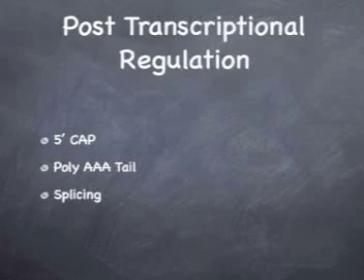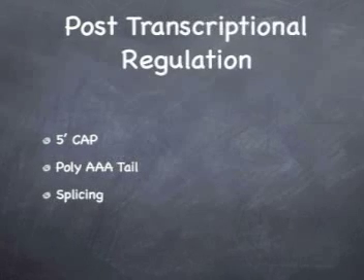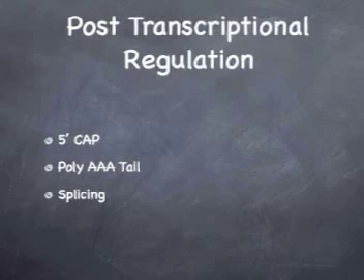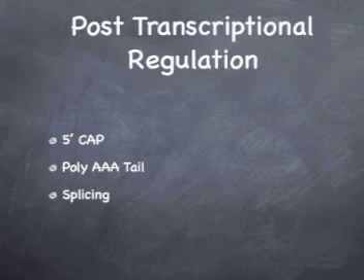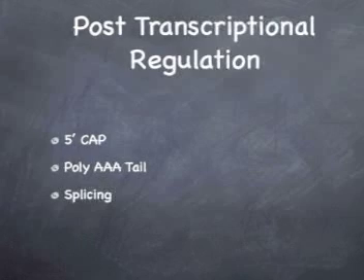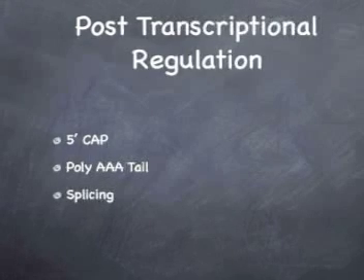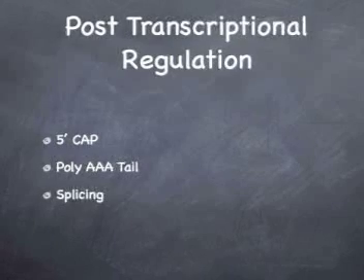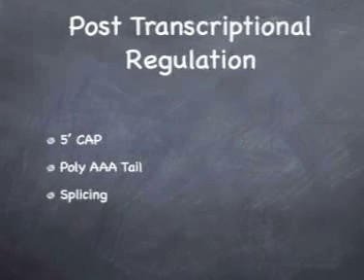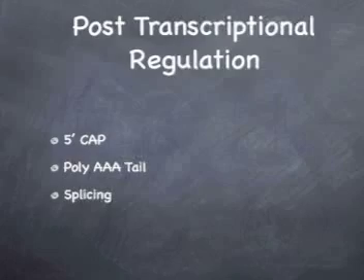Eukaryotes also have post-transcriptional regulation. The 5' cap is available to allow the transcript to actually survive outside of the nucleus. The poly A tail is available to ensure that the transcript actually knows where it's going. And then you have splicing, which allows different combinations of genes to be put together through this process.